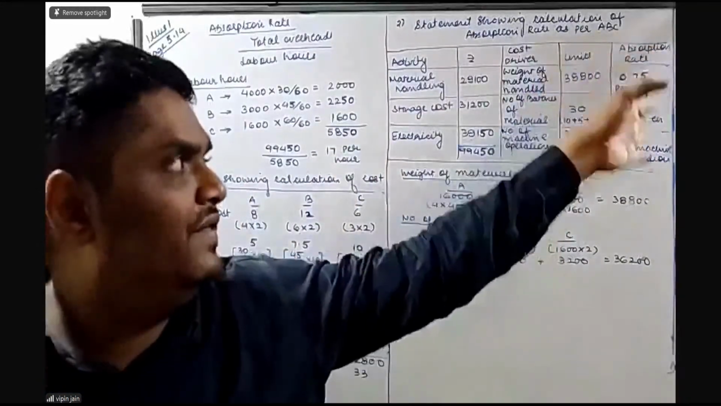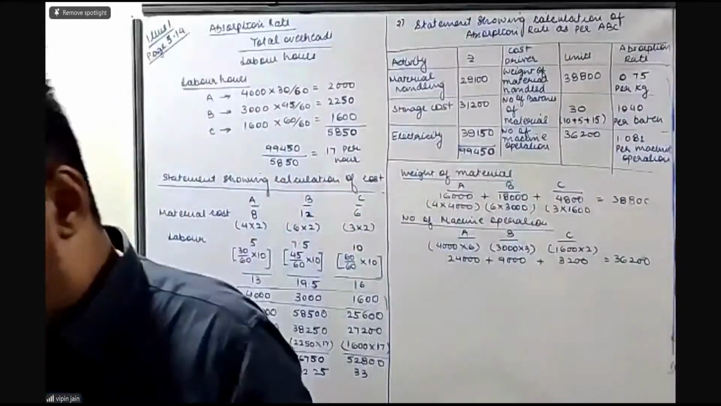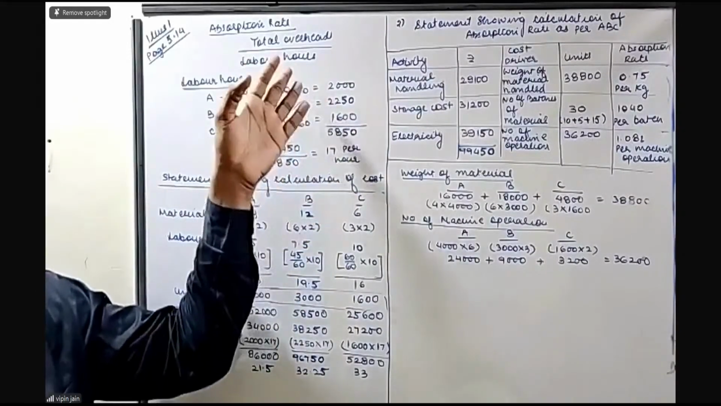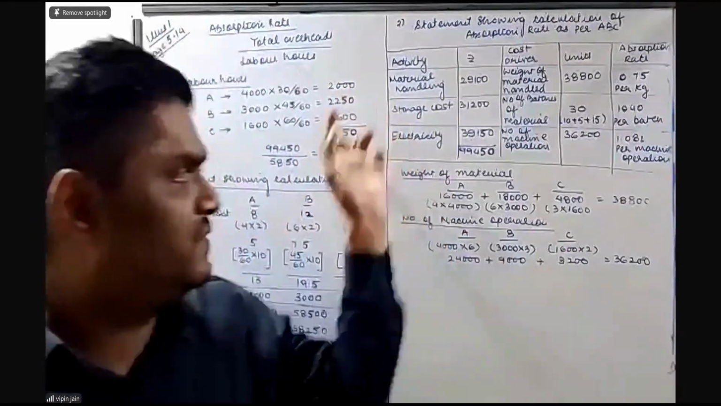So now we are done with this exercise. Now we will prepare the final statement. Those who want to copy this part, first please copy, then I'm going to erase this part and I'll be solving the question as per activity-based costing. So giving you 2 minutes to copy this explanation, please.